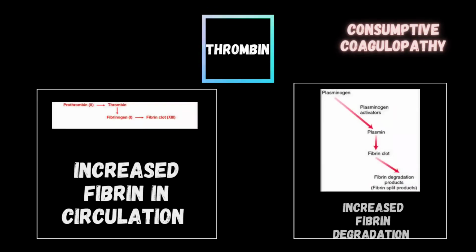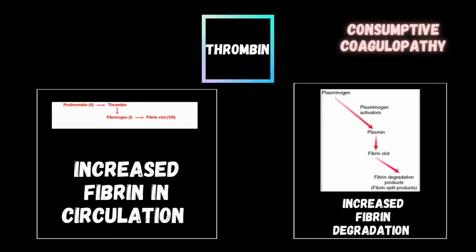Further, due to increased thrombin, there is increased fibrin in the circulation. This fibrin is degraded by increased levels of plasmin. Hence, there is increased fibrinolysis, that is hyperfibrinolysis. Hence, the reason for raised fibrin degradation products.